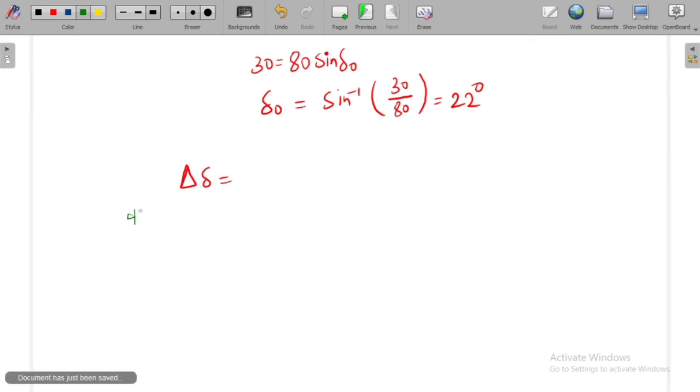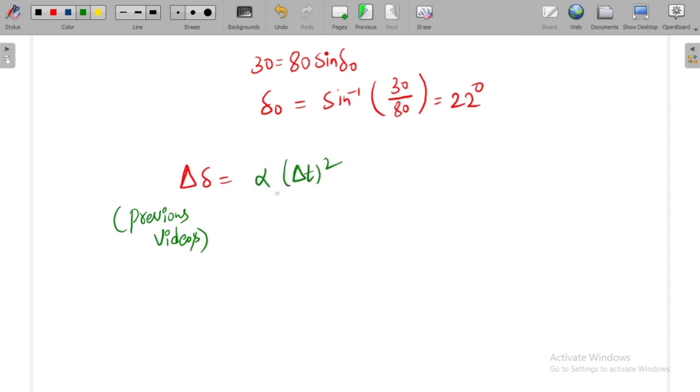Now delta delta is nothing but the change in load angle during the acceleration period. In order to know the formula for this, I request all of you to go through my previous videos or classes. That's why I am repeating again and again. Please go through the videos in order. From the previous video we can understand that delta delta is given by alpha into delta t whole square by 2, where alpha is the angular acceleration.